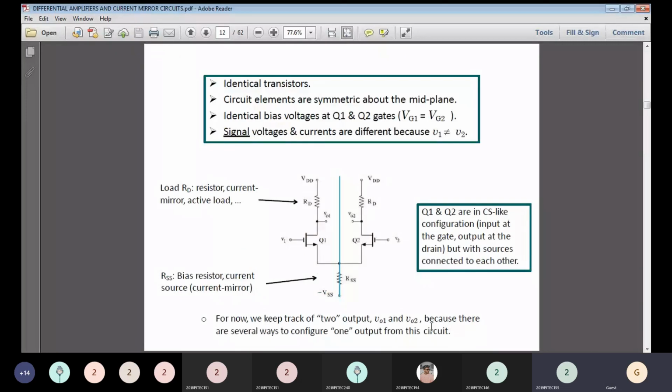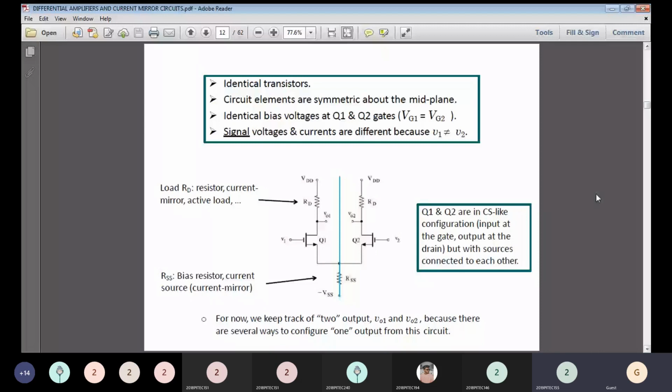So what are the assumptions we are making for the analysis? Consider the two transistors to be identical transistors, meaning all the specification values are similar. We take the circuit elements as symmetric about the mid plane. With identical bias voltages, the Q1 and Q2 gates VG1 and VG2 should be equal. Signal voltages and currents are different because the values of V1 and V2 are not equal.